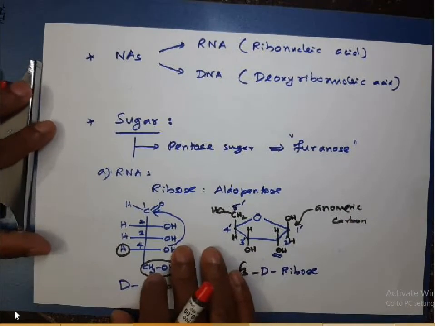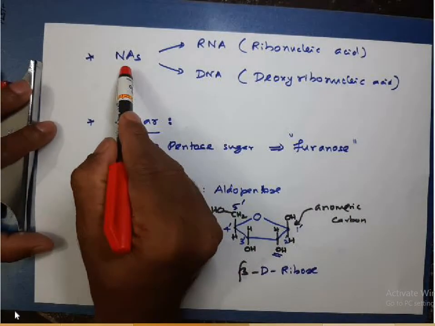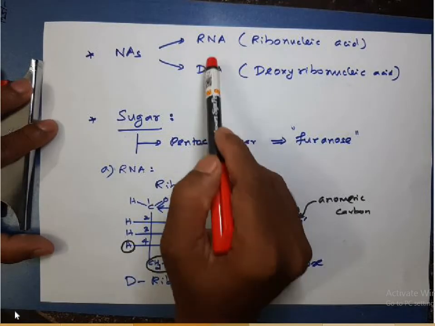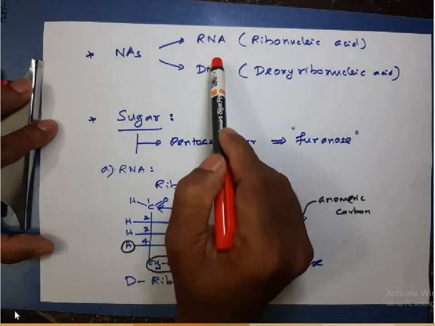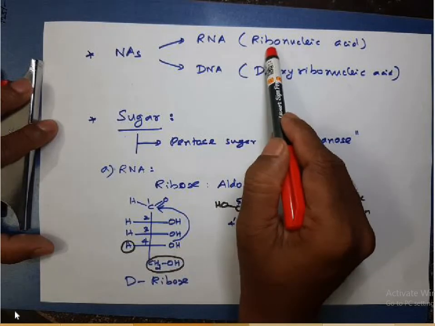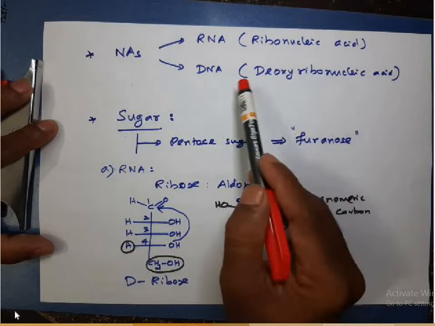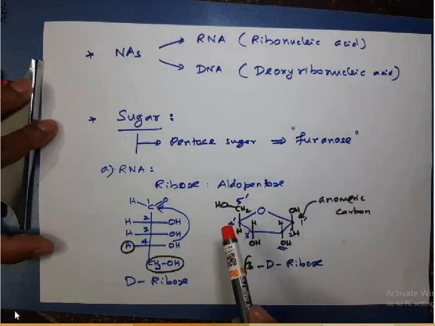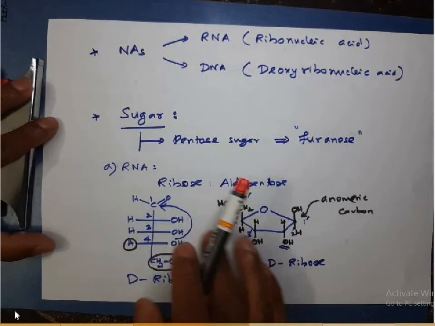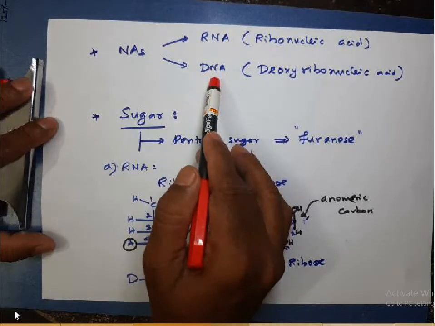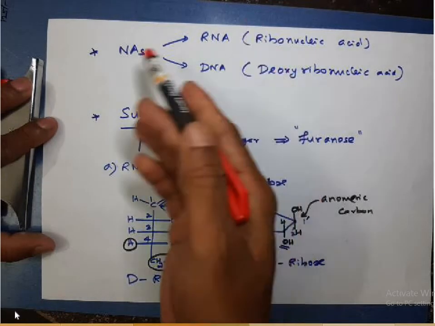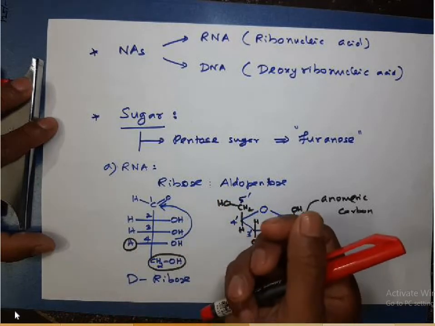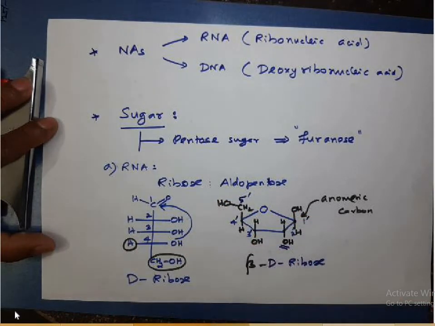In nucleic acids, I have told you there are two types. One is RNA, the other one is DNA. RNA is ribonucleic acid, and DNA is deoxyribonucleic acid. In RNA as well as DNA, if you hydrolyze completely, you will get sugar, nitrogenous bases, and phosphoric acid.